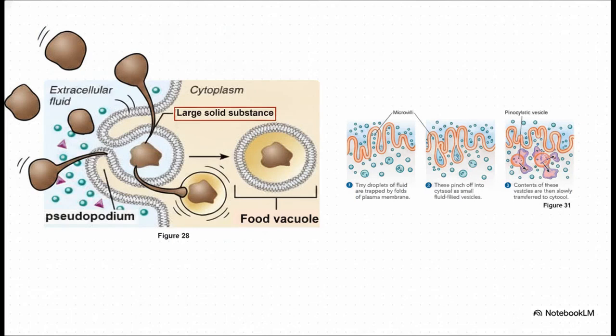In phagocytosis, the cell membrane actually reaches out with extensions called pseudopodia to grab and engulf a massive solid particle, creating a large food vacuole. It is literally eating it. On the flip side, with pinocytosis, the membrane gently dips inward. It just pinches off tiny, fluid-filled droplets of dissolved solutes to bring them inside. It's just taking little sips from the surrounding environment.